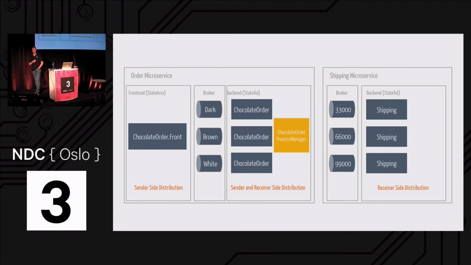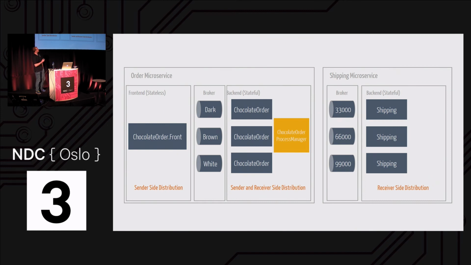So basically they had a stateless front end called chocolate order, which applies sender-side distribution by using the chocolate type and basically sending to dark brown or white chocolate queue. And then they have a stateful backend called chocolate order, which has a chocolate order process manager or Saga that applies sender and receiver side distribution.